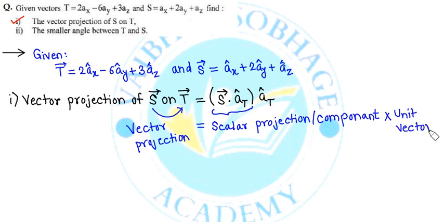Okay, fine. So here in this case, we have been asked just to find out the vector projection of S on T. So we will be finding that vector projection of vector S on vector T. This is just for your reference purpose, so I am going to rub it out.